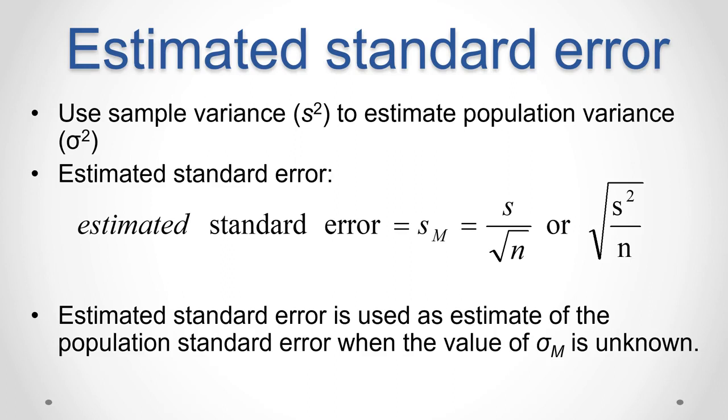We can use sample variance s squared as an estimate for unknown population variance sigma squared, or use sample standard deviation s as an estimate for unknown population standard deviation sigma. The formula for estimated standard error is sM, or estimated standard error, is equal to sample standard deviation s divided by the square root of sample size n. Estimated standard error sM is used as an estimate for standard error sigma m when sigma m is unknown.